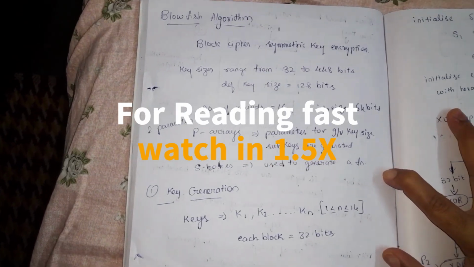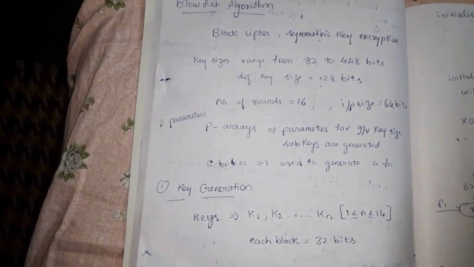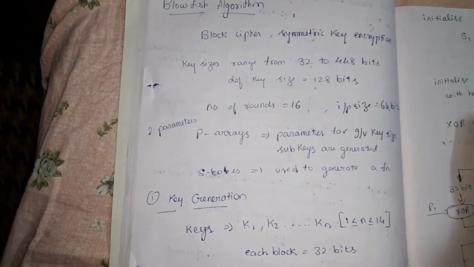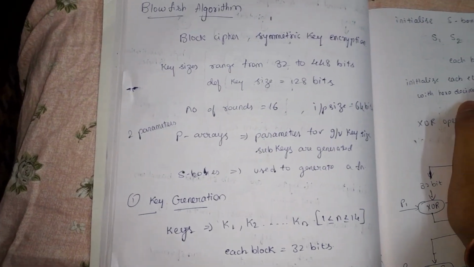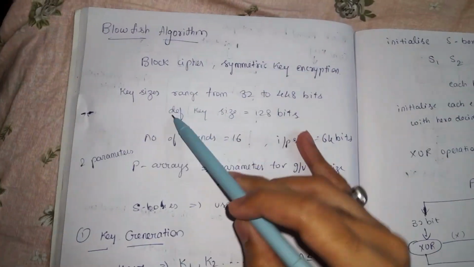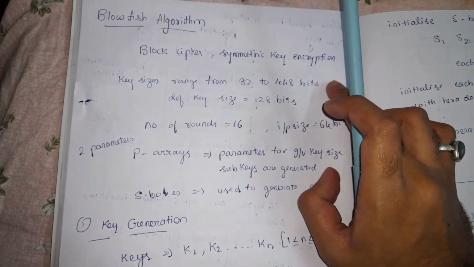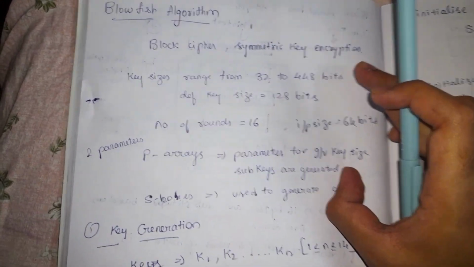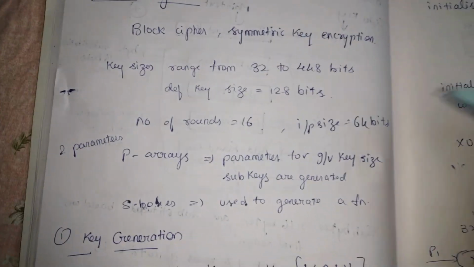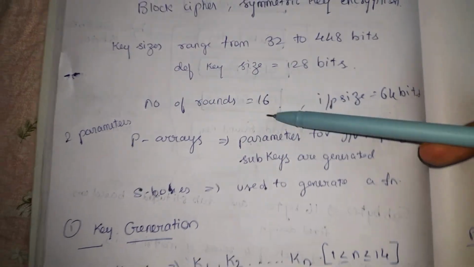In this video we are going to discuss the Blowfish algorithm. So let's jump right into it. Blowfish, as I said earlier, is a symmetric block cipher algorithm which makes use of symmetric key encryption. The key size varies from 32 to 448 bits, but if we want a default key size, we can take 128 bits. The input size is 64 bits and the total number of rounds is 16.